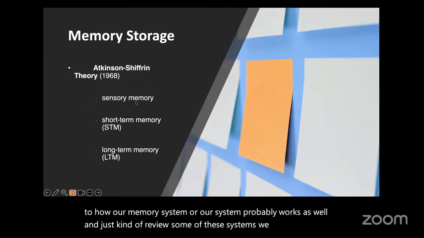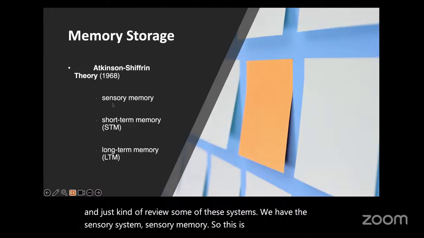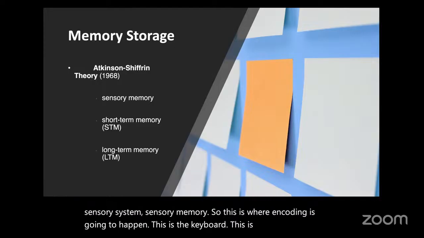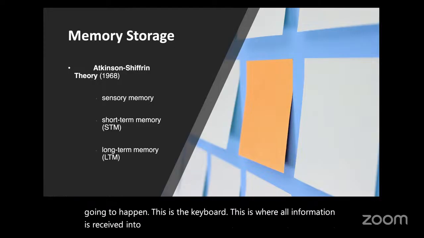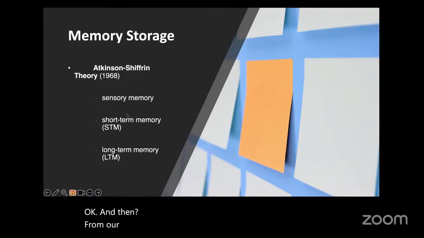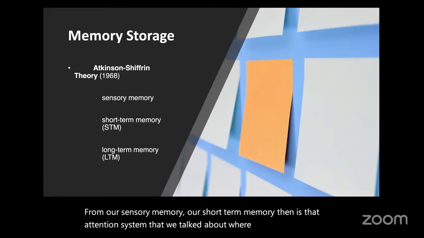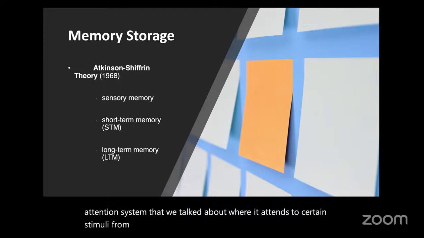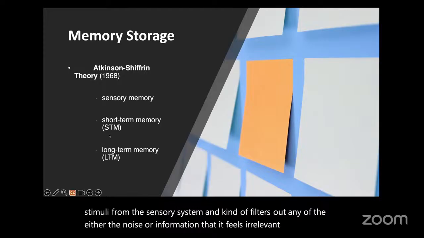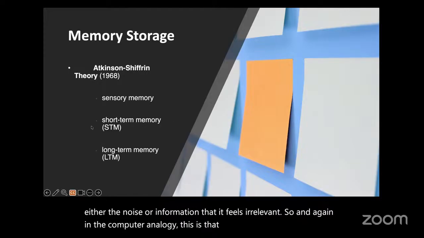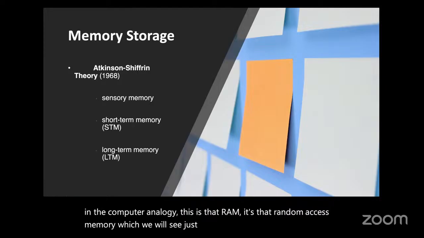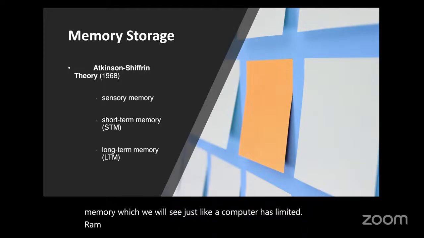We have the sensory system, sensory memory. So this is where encoding is going to happen. This is the keyboard. This is where all information is received into the system, all your sensory information. Okay. And then from our sensory memory, our short-term memory is that attention system that we talked about, where it attends to certain stimuli from the sensory system and filters out the noise or information that it feels is irrelevant. In the computer analogy, this is the RAM, random access memory, which we will see. Just like a computer has limited RAM, we as human beings also have limited RAM.